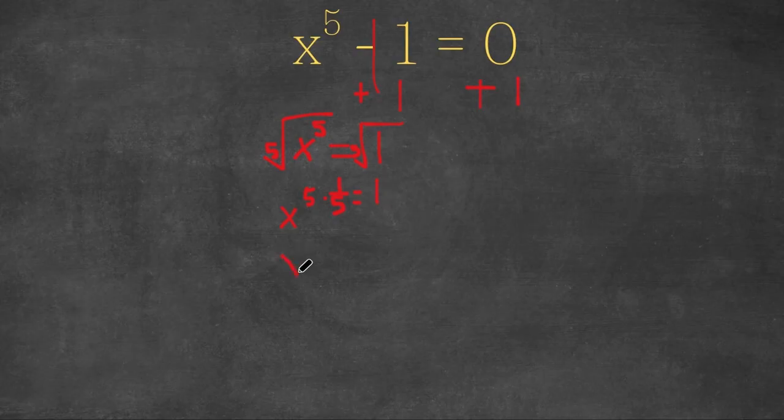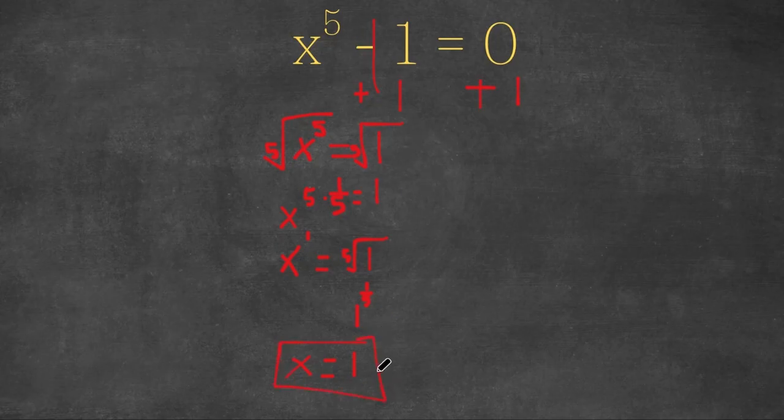So this is x to the power of 1, which obviously equals x, equals 1 to the root of 5. Well, 1 to the root of 5, this is the same thing as 1 to the power of 1/5. And 1 to the power of anything is simply 1, because that's just how it is. So this is 1. And x to the power of 1 is x. So x equals 1. And this is our answer.